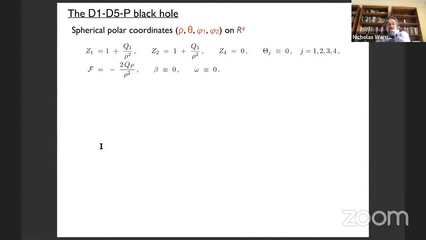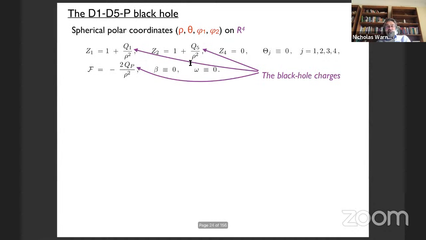So if you do this in spherical polar coordinates and you want to make it asymptotically flat, you make z's go to 1 at infinity. Here's a harmonic solution. Here's another harmonic solution. Here's another harmonic solution. And the normalizations have been chosen in such a way as to make things nice in that these are then exactly the supergravity black hole charges.